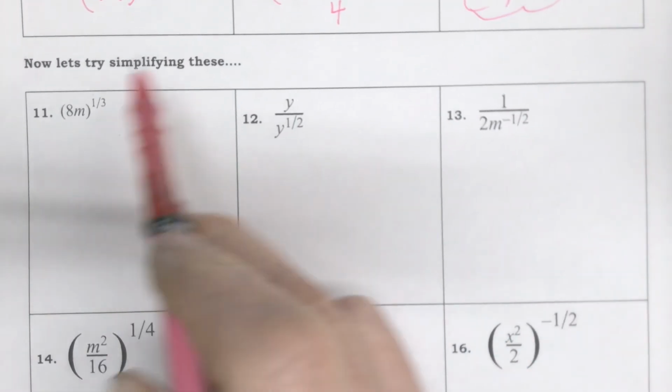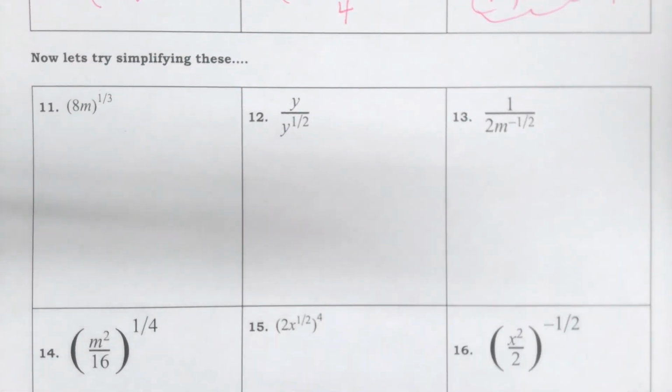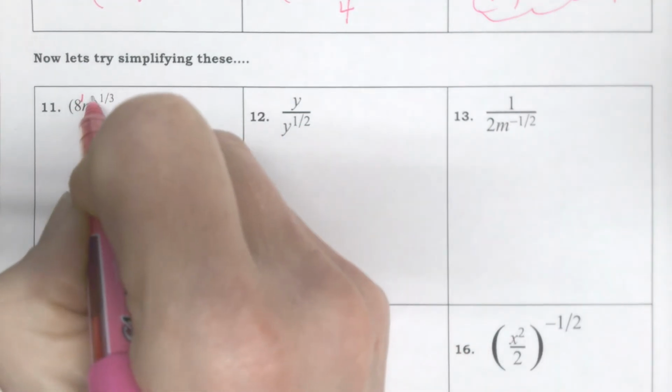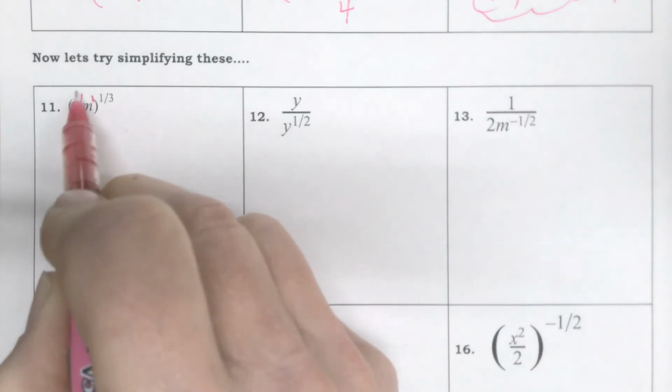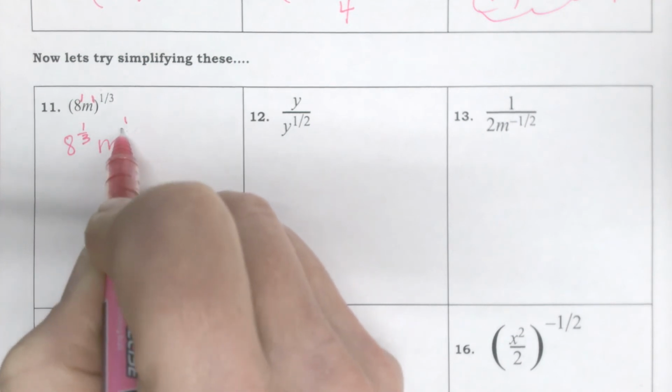All right, so our job is going to be to simplify these values. So I'm going to be using all those rules that I did before. I'm going to talk through it just like we did with our power rules last time. Remember, this is 8 to the first power, m to the first power. So a power on the outside, I multiply. So that's 8 to the 1/3, m to the 1/3.